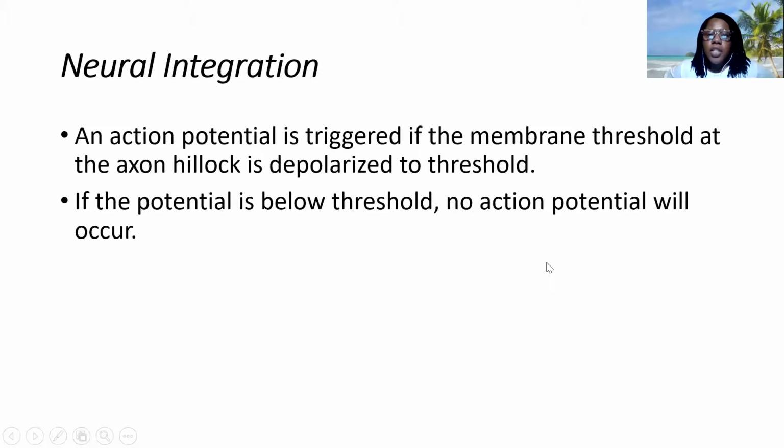So an action potential is going to be triggered only if we get to threshold, and that is determined at the axon hillock. And if we don't have that threshold value, there will not be an action potential. And so neural integration is deciding whether or not we have that threshold value, taking all of those mechanisms into consideration, and then assessing the membrane potential value at the axon hillock.